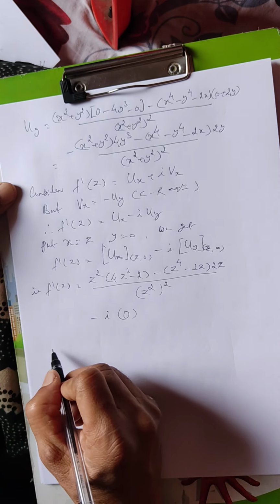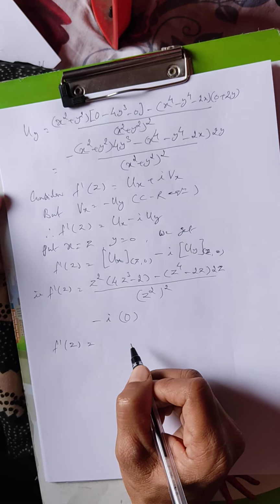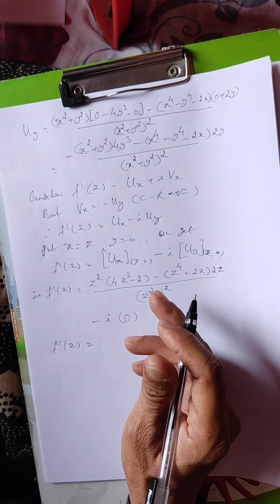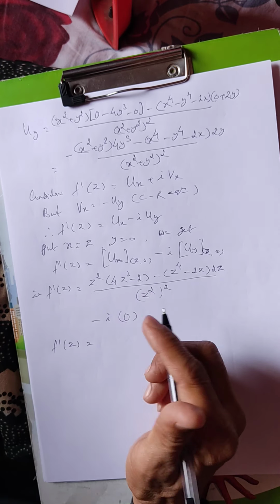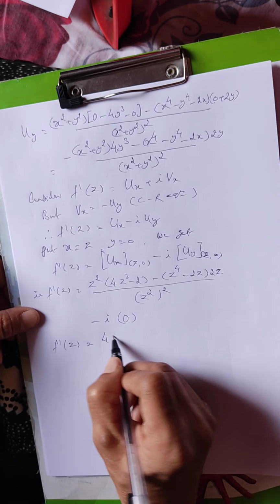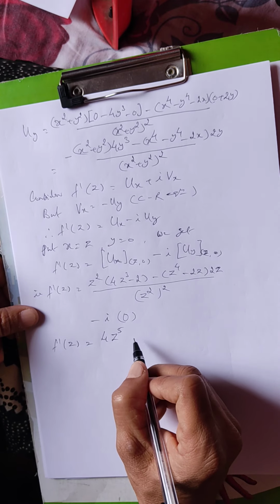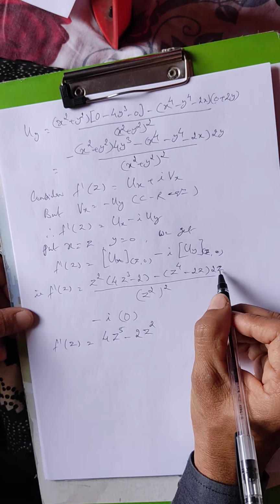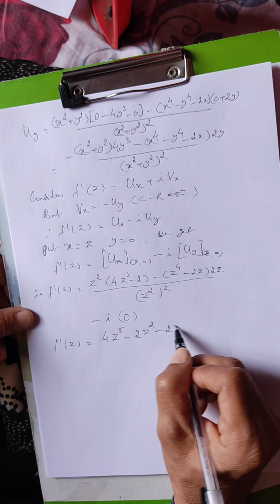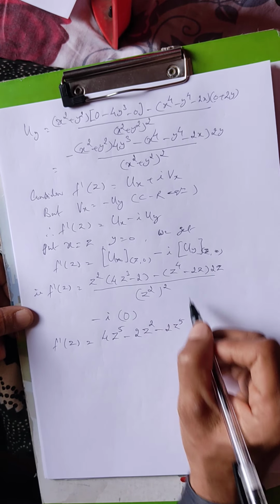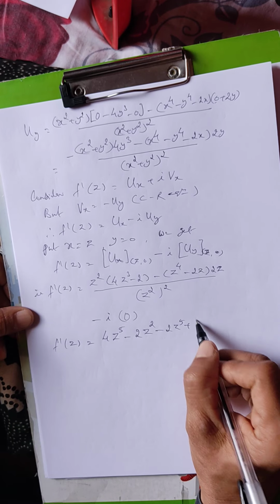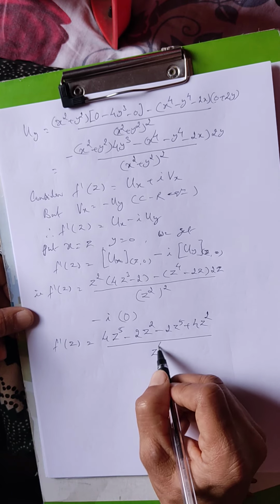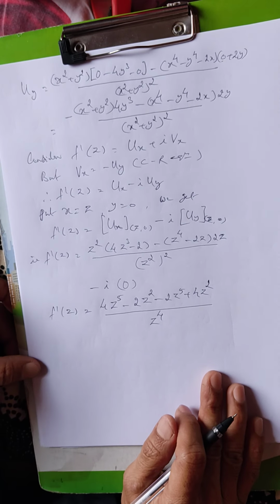So therefore f dash of z is equal to z square into 4z cube, which is 4z power 5, minus 2 into z square is minus 2z square, minus 2z into z power 4 is minus 2z power 5, minus of minus plus 2z into 2z is 4z square. This whole divided by z square whole square, which is z power 4.